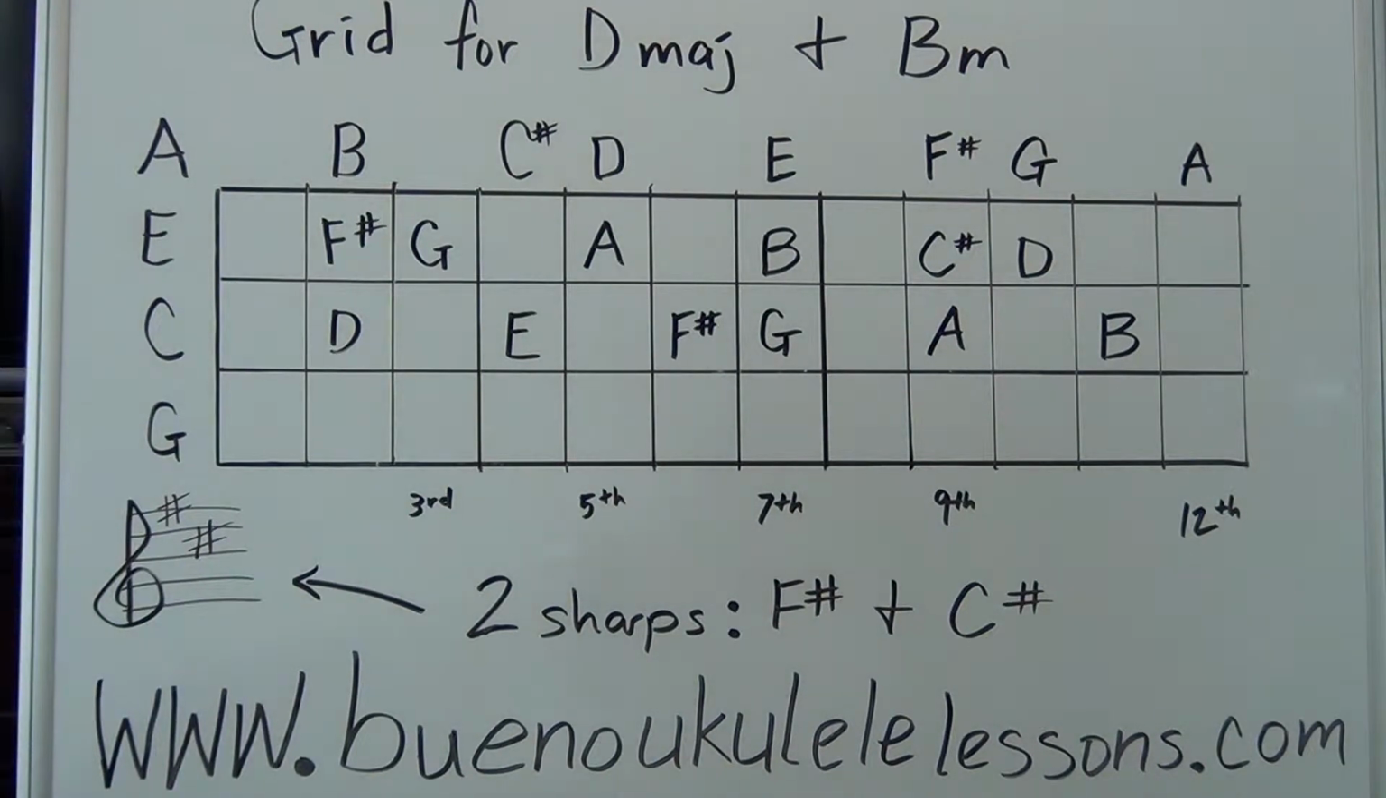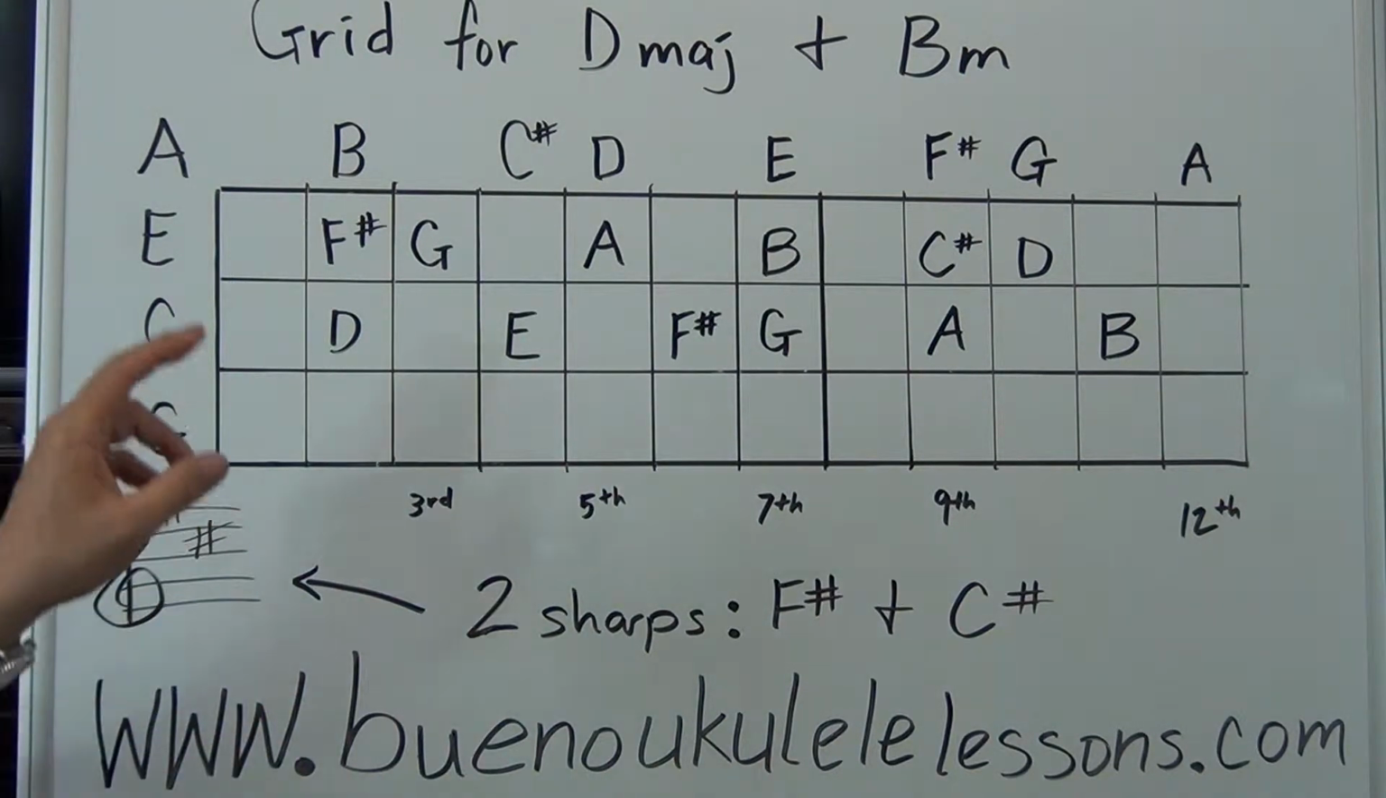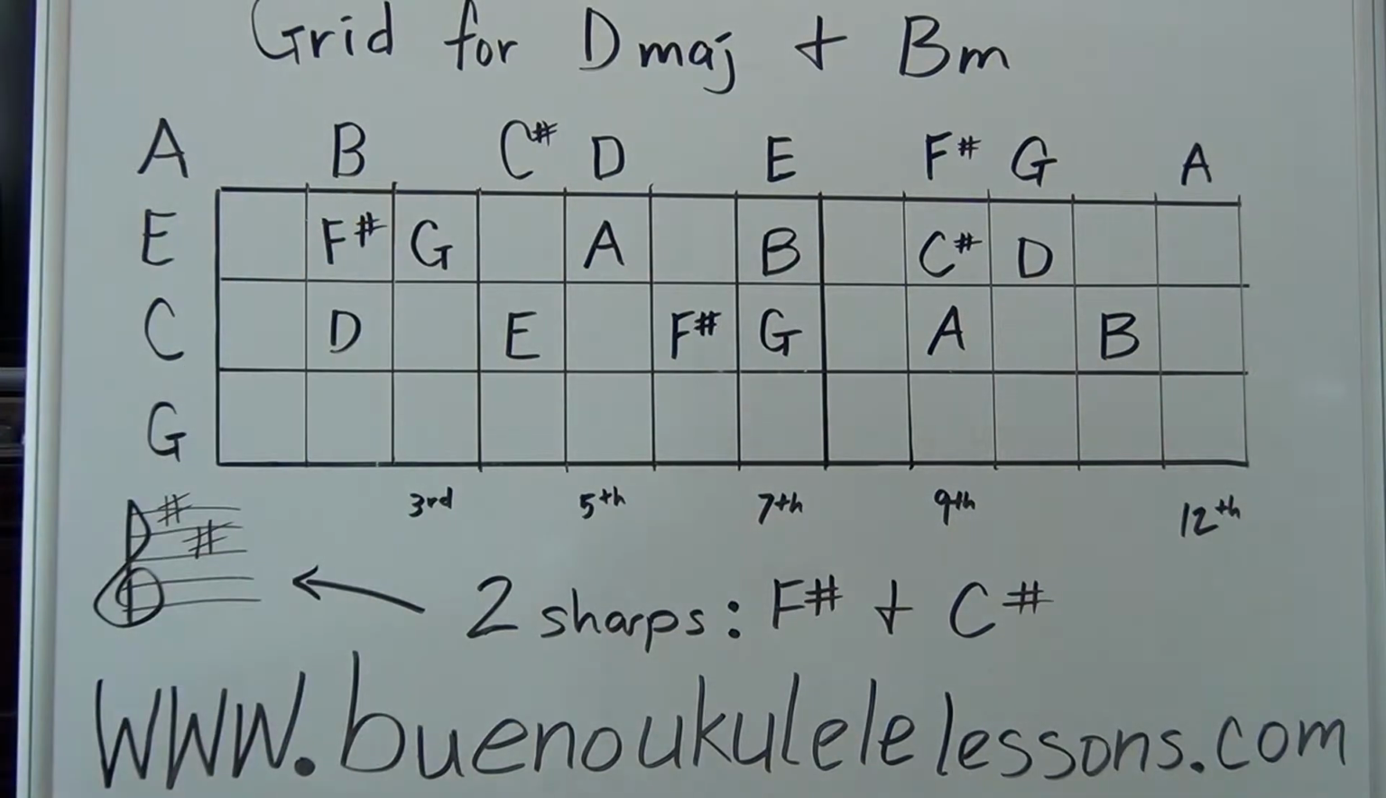Okay, so when you're playing in these keys, you have to remember that you have an F sharp and a C sharp. So all your Fs and all your Cs are sharps. Okay, F sharp and C sharp. So keep that in mind when you're playing in your grid or scales.